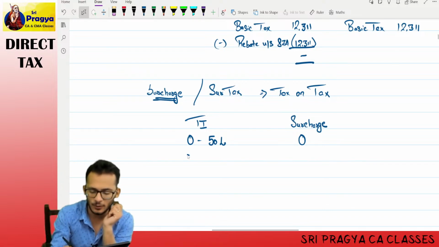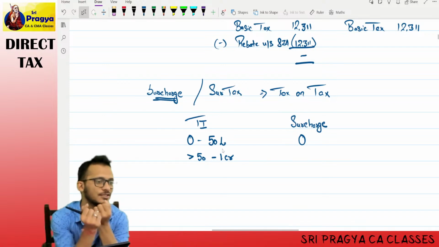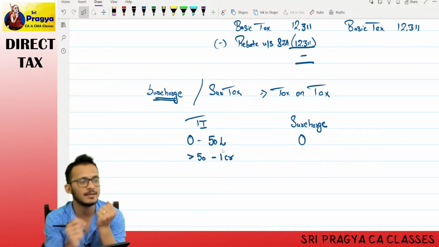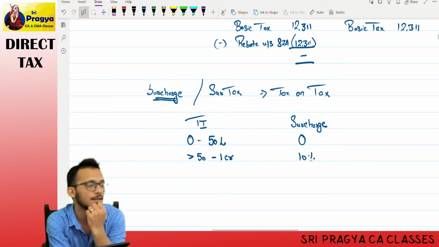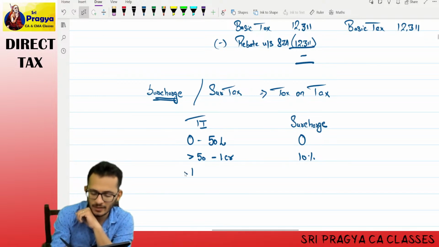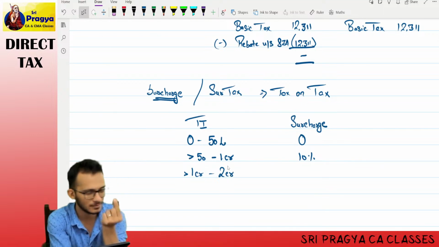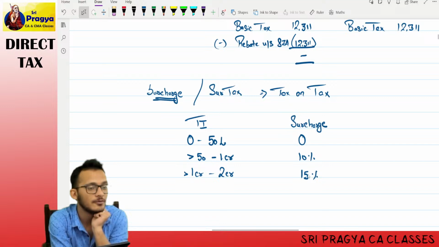Rahul, if you are more than 50 lakhs up to 1 crore, are you now rich? A little bit rich. Income tax said your surcharge is 10%. If I am more than 1 crore up to 2 crores, am I rich? A bit more rich. Yes, the number is 15%.